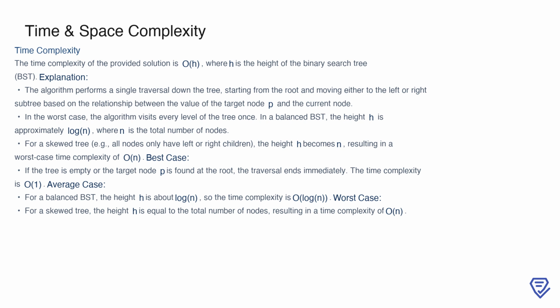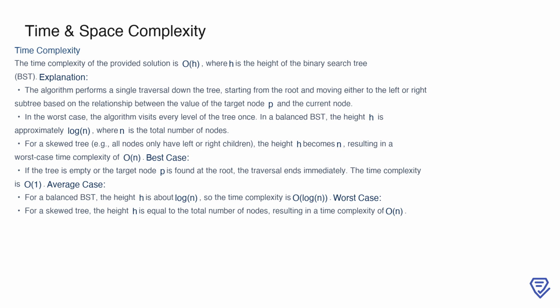For a balanced binary search tree, the height, h, is approximately log n, where n is the total number of nodes, resulting in a time complexity of O(log n). However, for a skewed tree, where each node only has a single child, the height h becomes equal to n, leading to a worst-case time complexity of O(n).